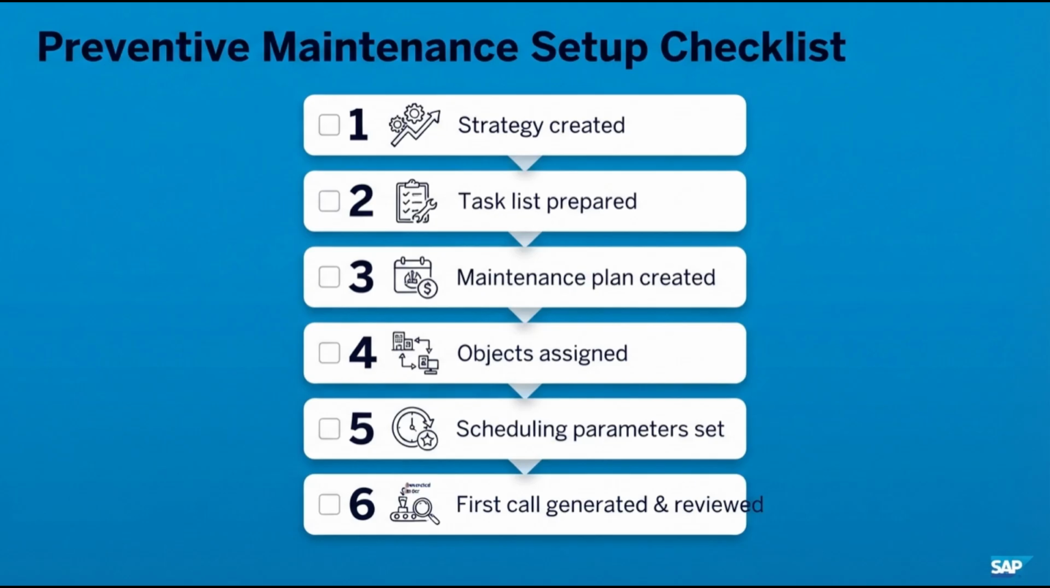When setting up preventive maintenance, a checklist helps you avoid incomplete configuration. Key points include creating or selecting the right maintenance strategy, preparing a clear task list, creating the maintenance plan, assigning technical objects, maintaining scheduling parameters, and performing the first scheduling run. After generation, you should also review the call objects and adjust if needed. A structured checklist makes preventive maintenance setup more reliable and easier to repeat across different assets or plants.